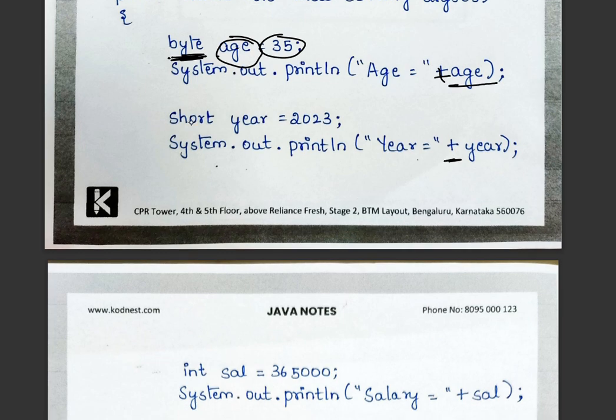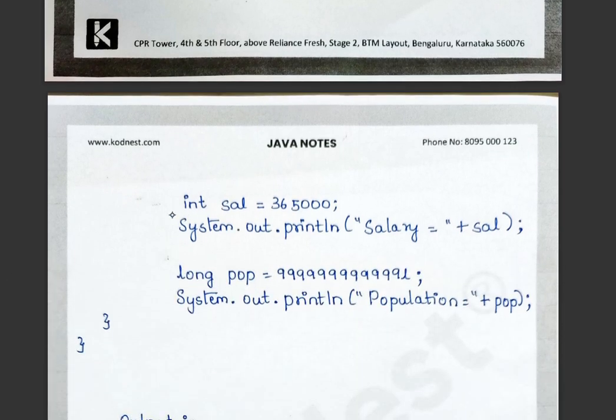Short int is nothing but 2 bytes. Here 1 byte and this is 2 bytes. So next, it comes to int. Int is most commonly used. It contains 4 bytes of memory. So it stores 4 bytes of memory.